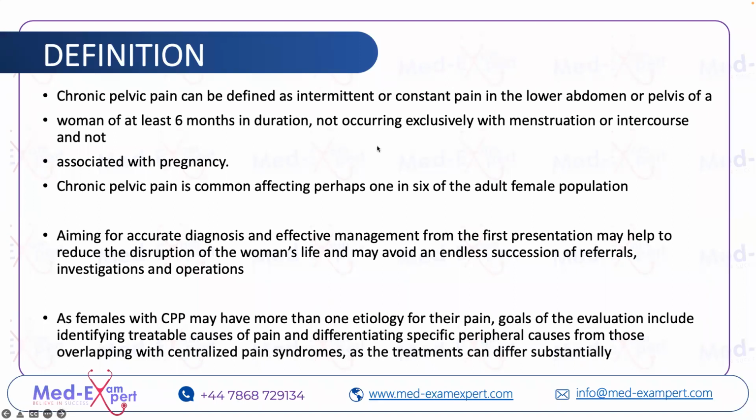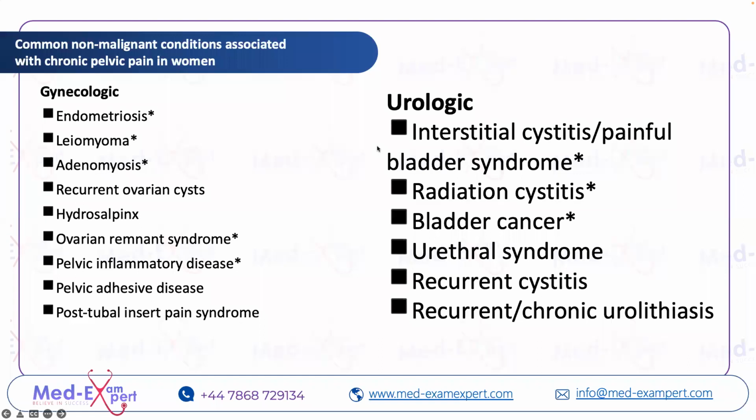So what are the different causes? Whenever a station of any lower abdominal pain comes, try to broaden your thinking and think in terms of gynecological causes, urological causes, abdominal causes, and malignant causes. So we can think about gynecological causes, as somebody rightly said: endometriosis, adenomyosis, fibroid uterus, ovarian cyst, hydrosalpinx, ovarian remnant syndrome, PIDs, adhesions, and post-tubal ligation syndrome.